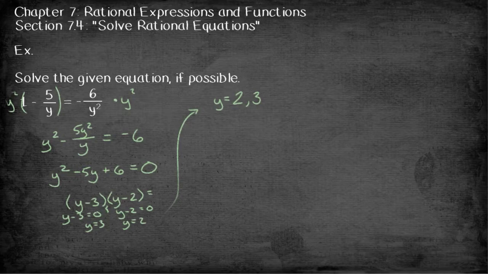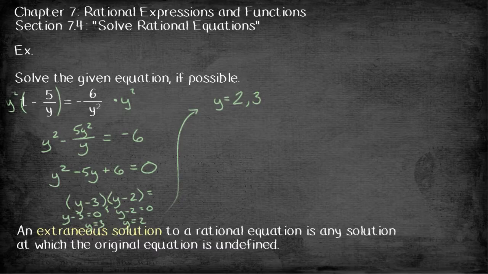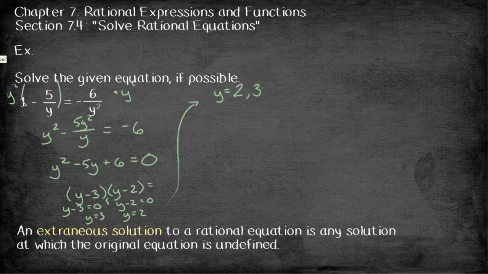When we're solving rational equations, though, we want to be careful. We want to make sure that we're not doing anything to introduce extra solutions. So you can have this thing called an extraneous solution, which is any solution that the original equation is not defined at.